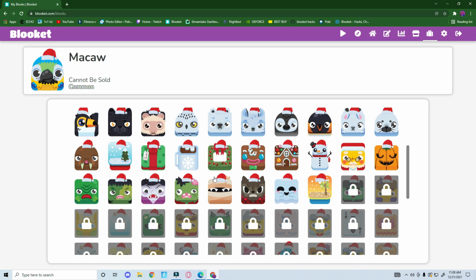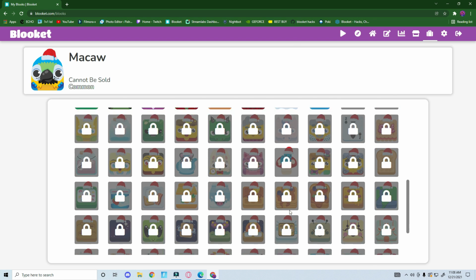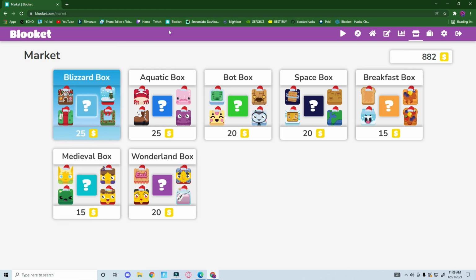3, 2, 1. Well, there goes all my legendaries. All that work for nothing. I was hoping to get all the legendaries, which is why I don't have anything down here. But at least all of those are out all year round, so I can get them back.